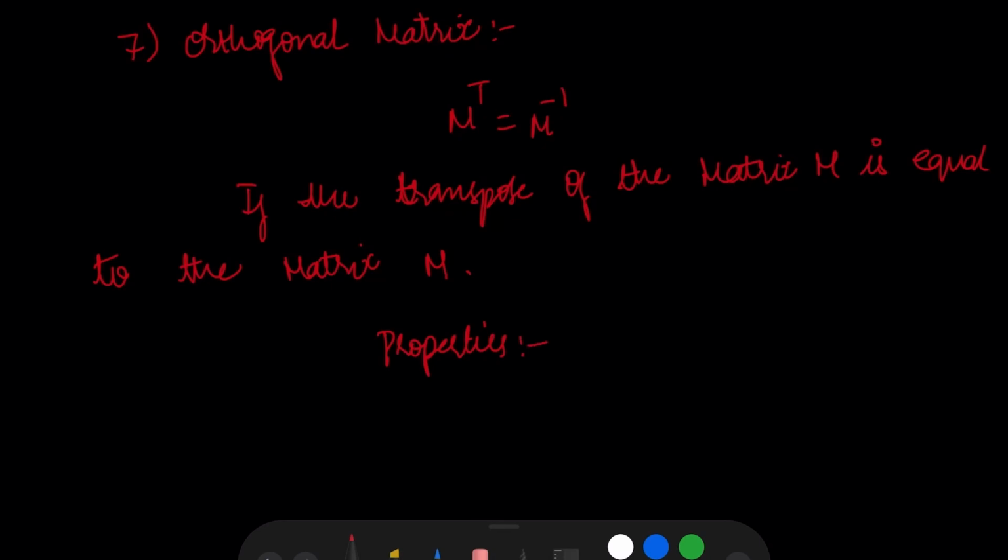Okay. The first property is that if you multiply M into M transpose and find the determinant of it, it will be equal to 1. So M into M inverse, it is equal to 1, right?